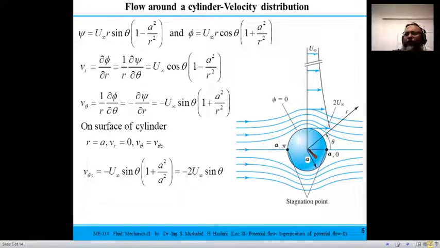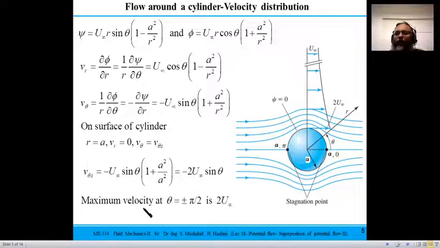And when your theta is 90, you are at the top of the surface of the cylinder. So just substitute theta equal to 90 here. So sine 90 would be 1. So the magnitude of the velocity at that point would be 2u infinity. So 2u infinity is the velocity at the top of the cylinder. Or even if you put theta equals 270 degrees, you are going to get this magnitude of the velocity. So we can work out velocity at any position over the surface of the cylinder from this expression.